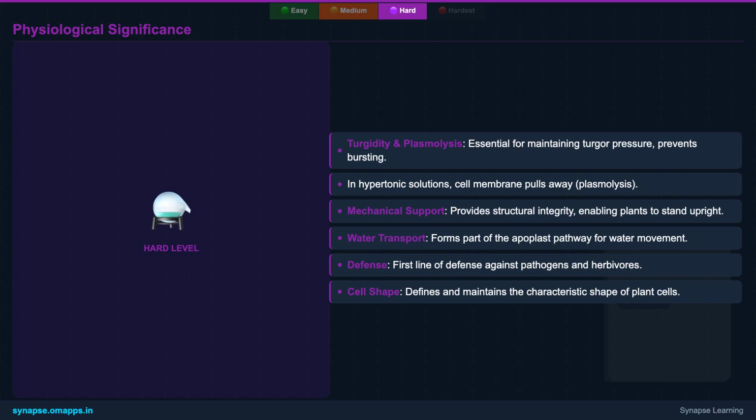It forms part of the apoplast pathway, facilitating water movement throughout the plant. Furthermore, it acts as the plant's first line of defense against pathogens and herbivores, physically barring their entry. Ultimately, the cell wall defines and maintains the characteristic shape of every plant cell, a fundamental aspect of plant morphology.